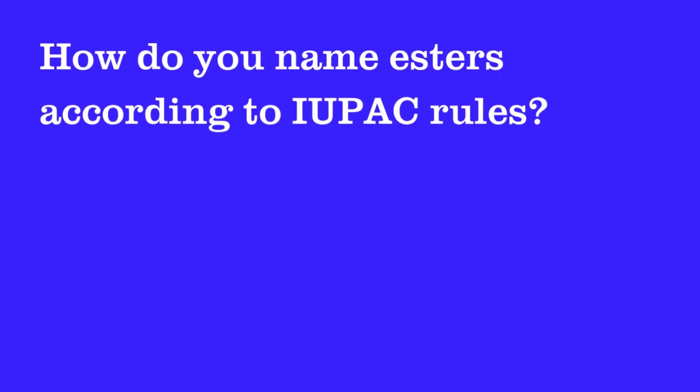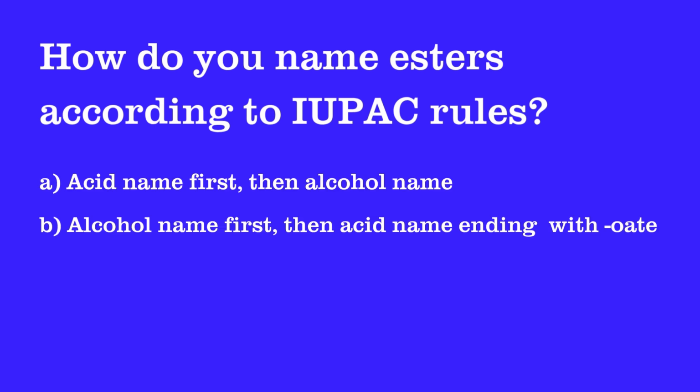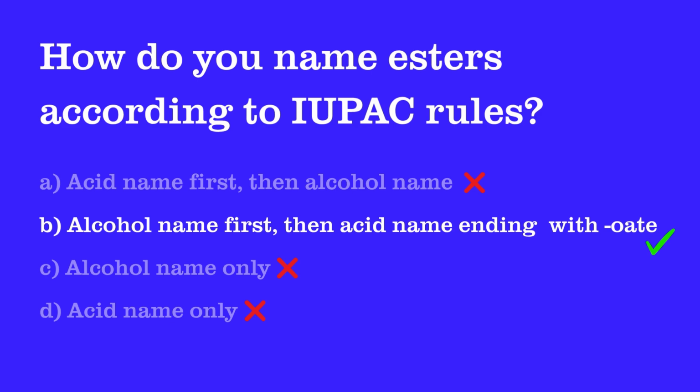How do you name esters according to IUPAC rules? A. Acid name first, then alcohol name. B. Alcohol name first, then acid name ending with -ate. C. Alcohol name only. D. Acid name only. The correct answer is B. Alcohol name first, then acid name ending with -ate.